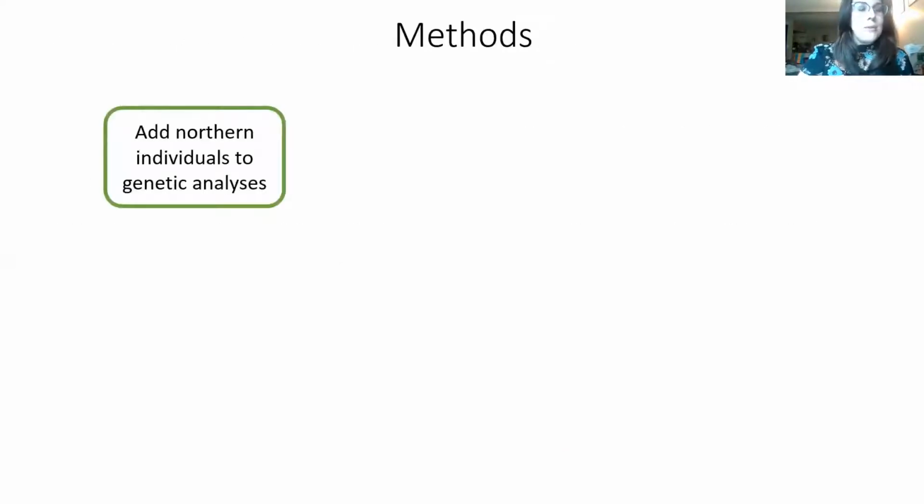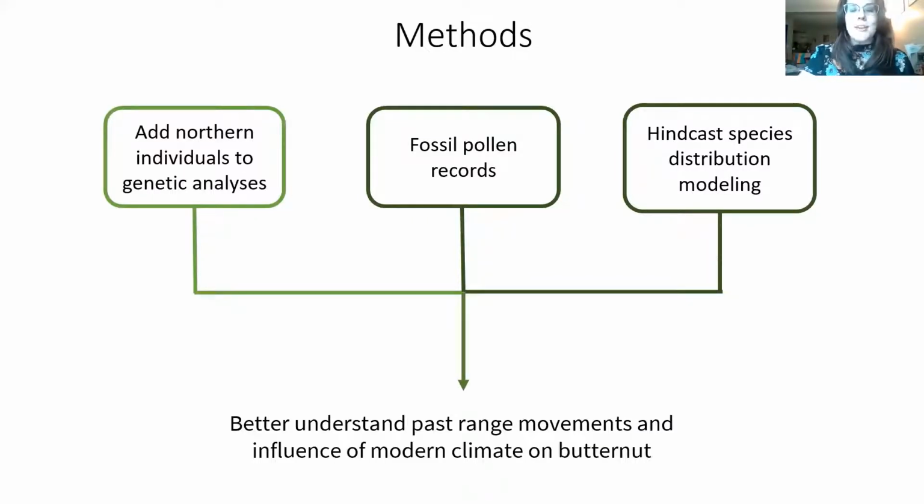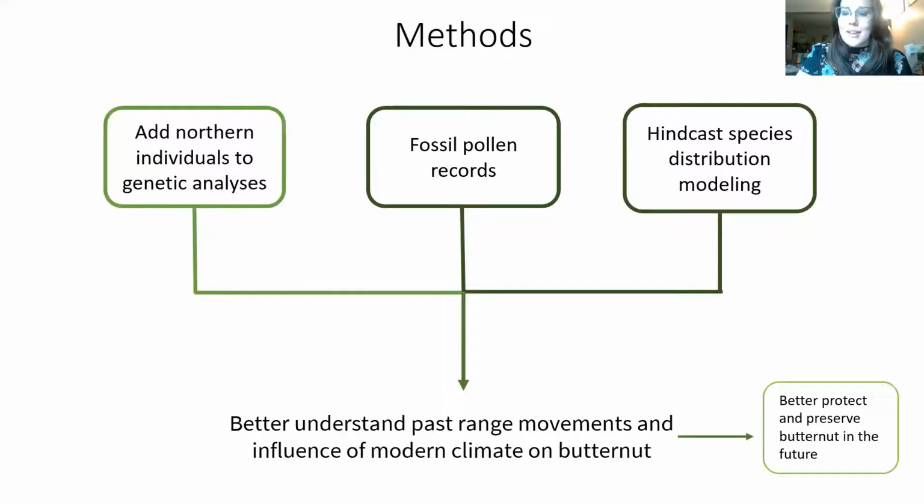So in general, if we want to better understand how the species has moved around and what its genetic diversity and structure looks like in the modern day, we have to add northern individuals to our genetic analyses. And then we also have to include fossil pollen records and hindcasting species distribution models, which will all help us understand how butternut has moved in the past and also the current influences of modern climate. And this will help us to better protect and preserve the species into the future.